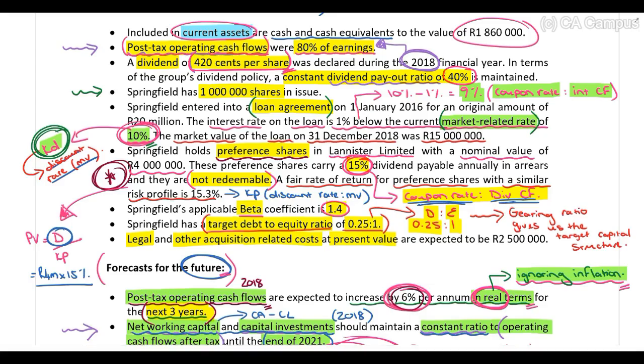Then we were given the cost of the preference shares because you were told that a fair rate of return for preference shares with a similar risk profile is 15.3%. So that is the cost of the preference shares. It's the market-related rate. So you divide by 15.3%, and that will give you the market value of the investment that they have in Lannister Limited.